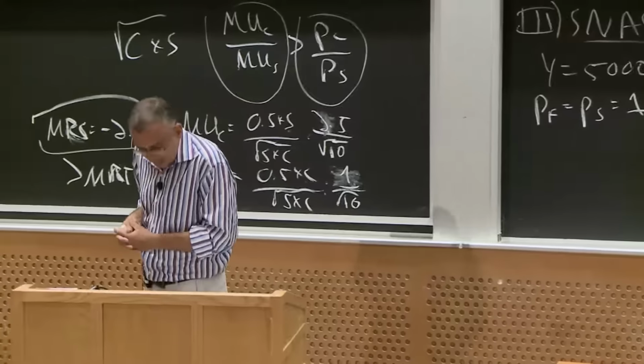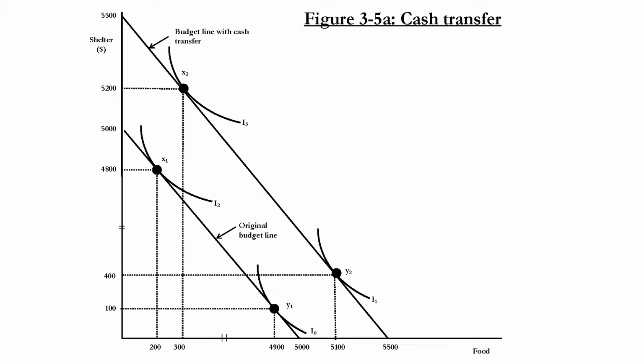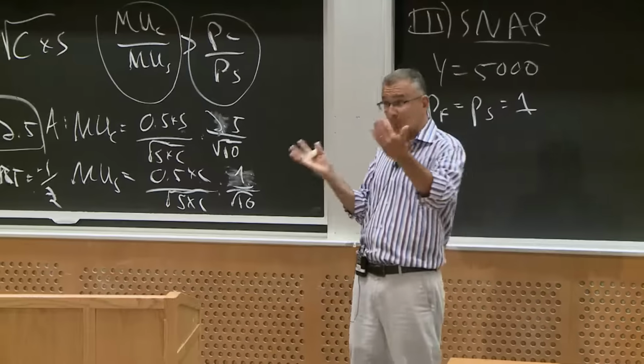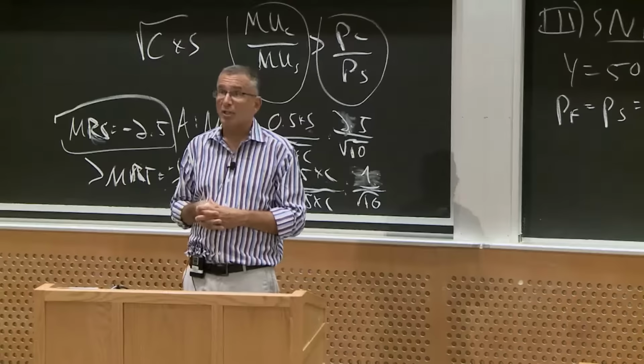Person Y says, look, I love shelter, so I'm going to spend most of my new money on shelter. So it just sort of reinforces their preferences. If you will, they get wider apart. They're both better off, but they're more different in their choices. Okay? Questions about that?